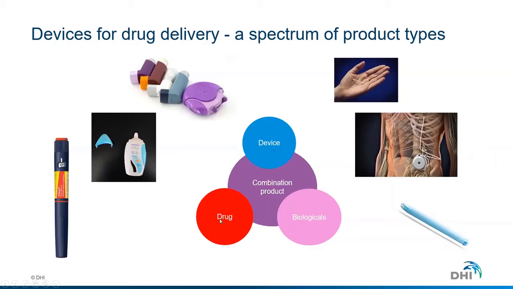The safety of the drug and the biological active substance is covered by the evaluation of toxicity for the active pharmaceutical ingredient or for the biological itself. So that's a different topic. But now we're talking about the device biological properties.